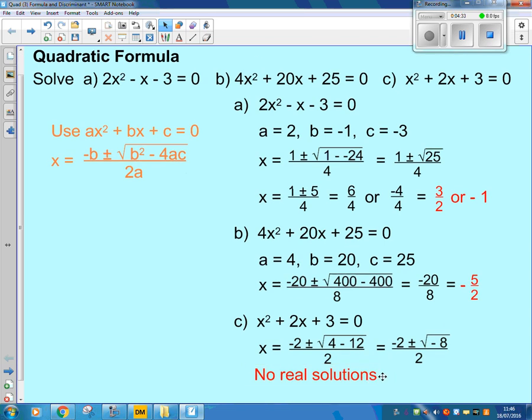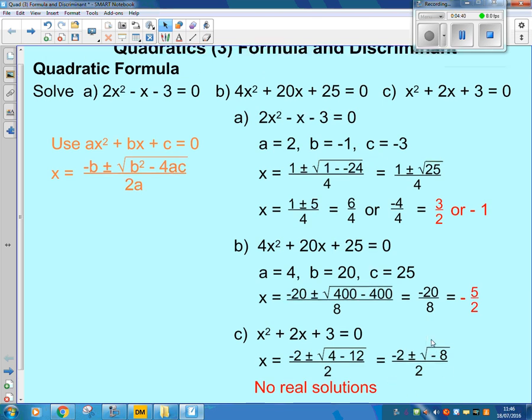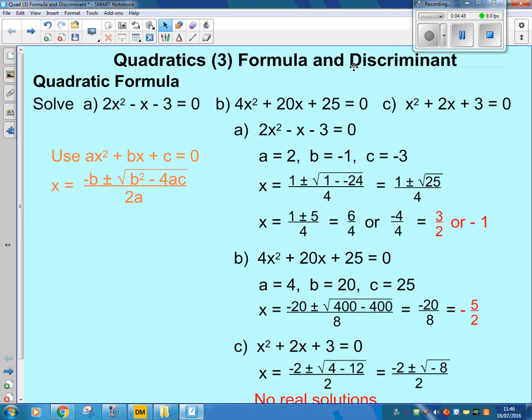Okay, if you do complex numbers at any stage, then we do actually find some solutions to that, but for real numbers we get no solutions here because it's the square root of minus 8. Now, something really important, which is going to bring us on to the discriminant. The discriminant is b squared minus 4ac.